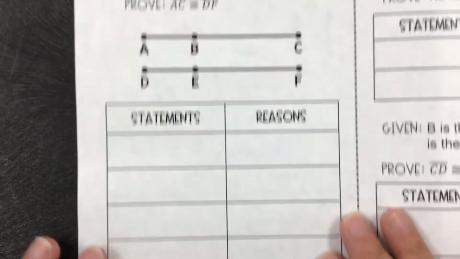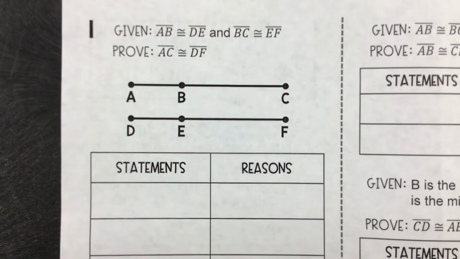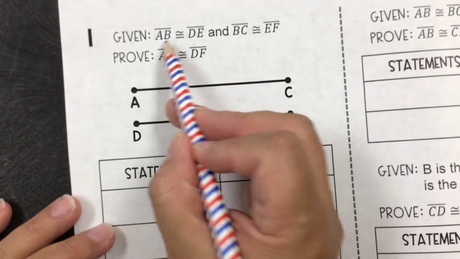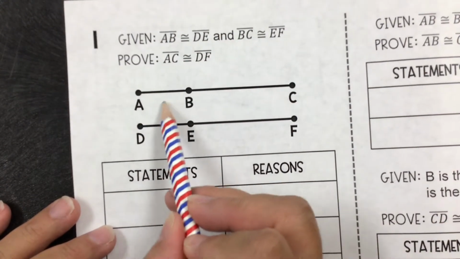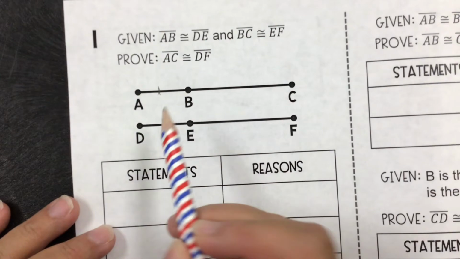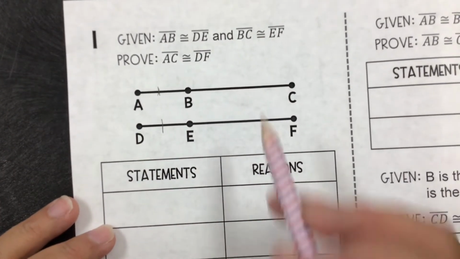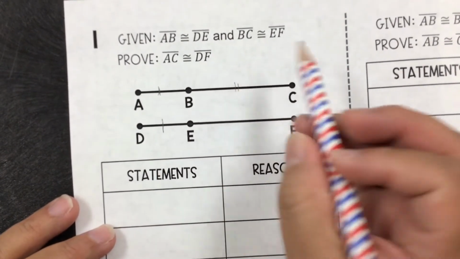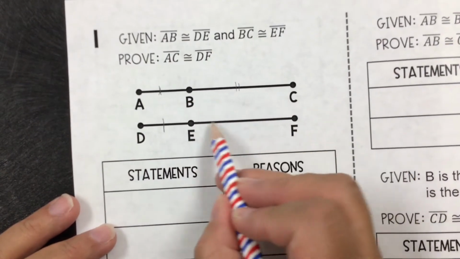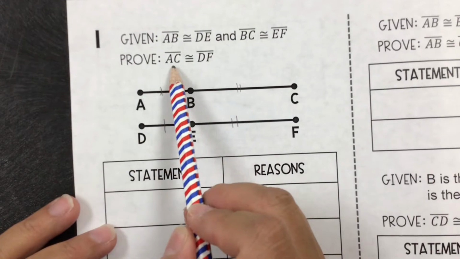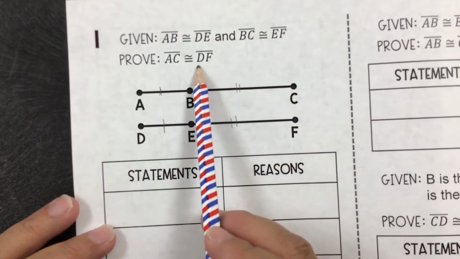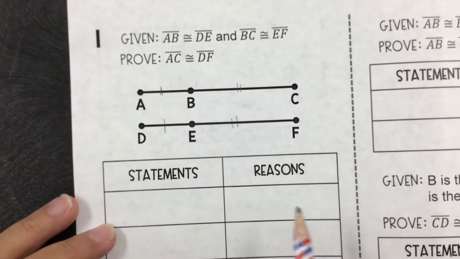Number one. For number one, you have that AB is congruent to DE. That means that this piece right here is equal to this piece right here. And that BC is congruent to EF. That means this piece is equal to this piece. What you want to prove is that AC, the whole thing, is equal to DF, the whole thing.